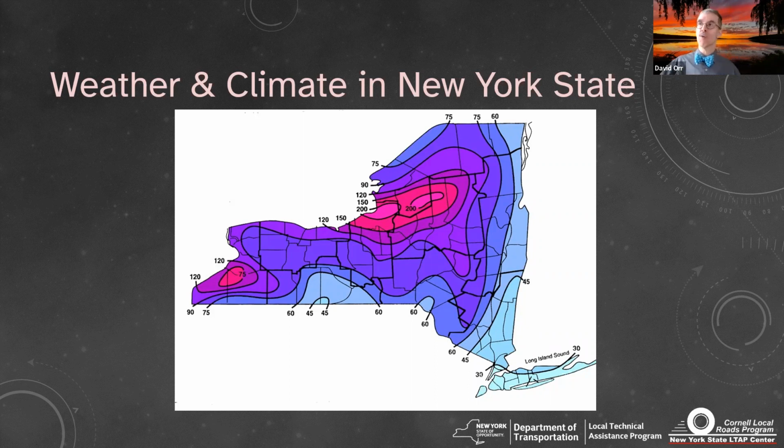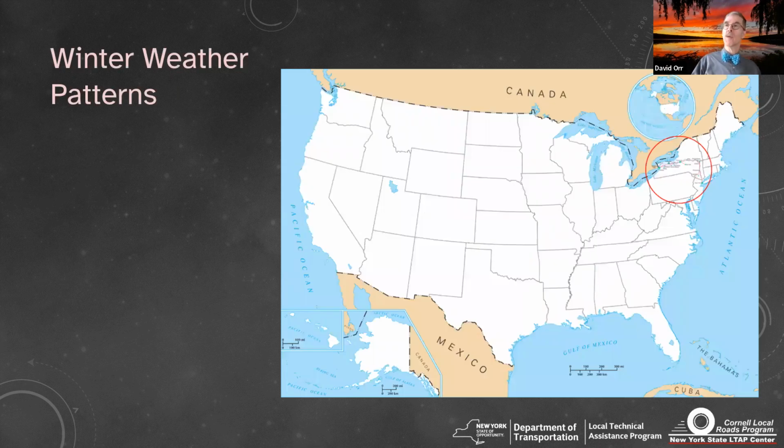Lake Ontario, by the way, gets more snow typically than Lake Erie because Lake Erie freezes. Though last year it didn't. So Lake Erie actually won the snowball contest, the way it goes. But there are winter weather patterns that we have to deal with.